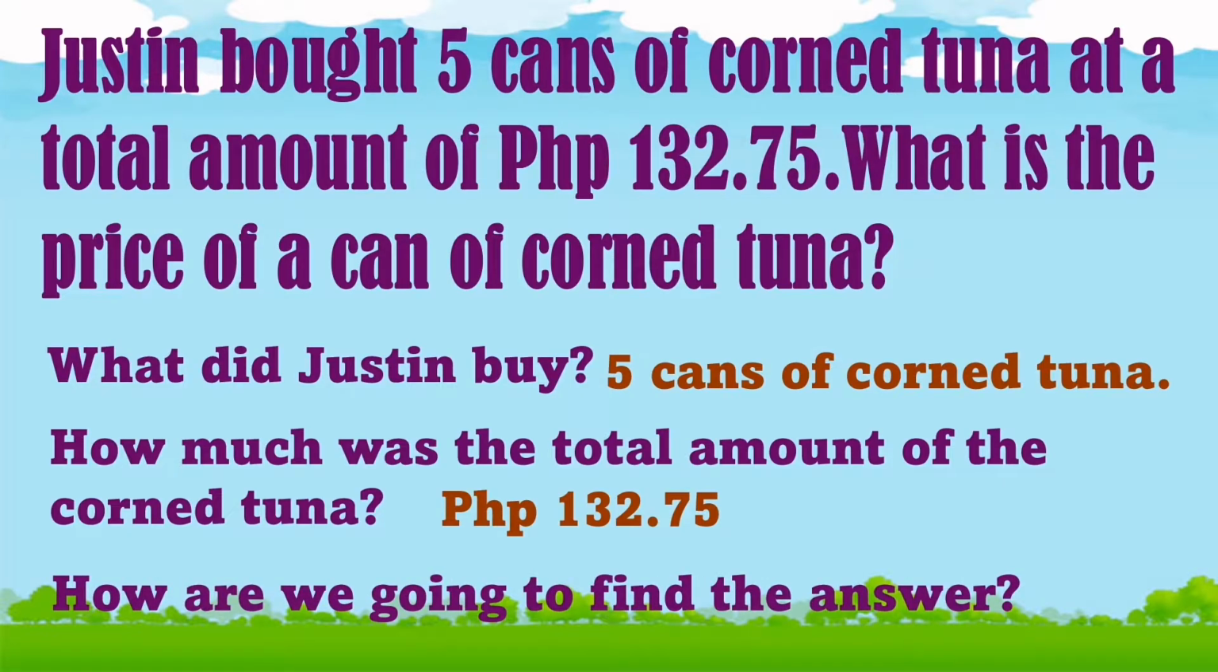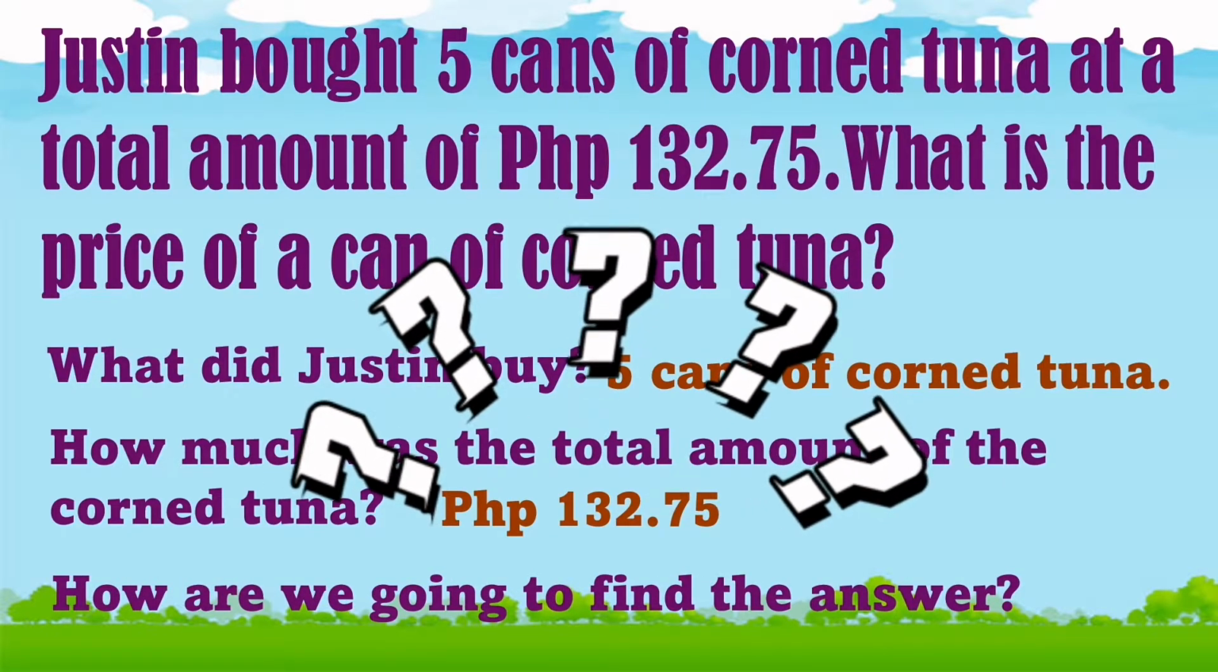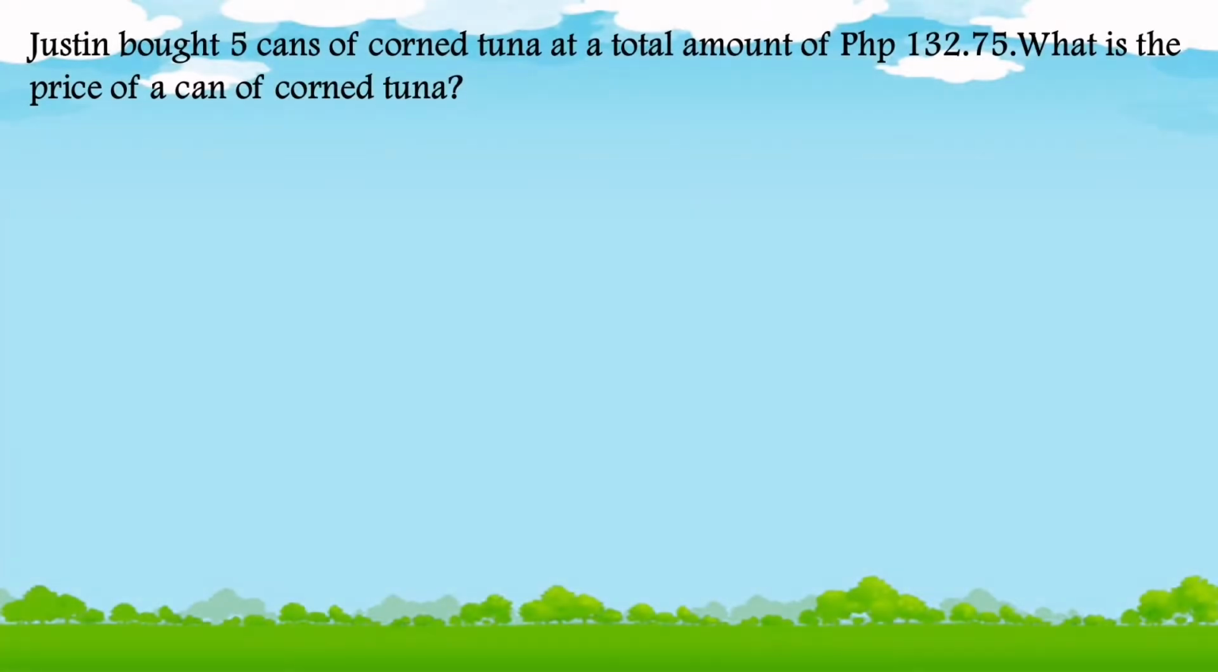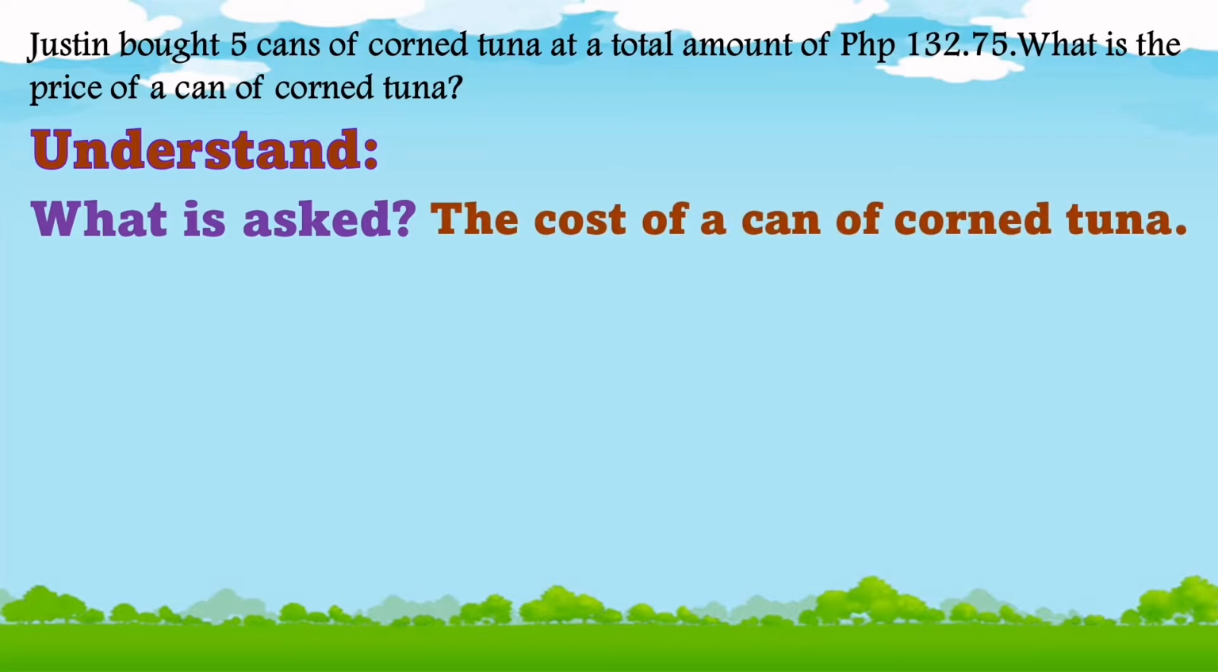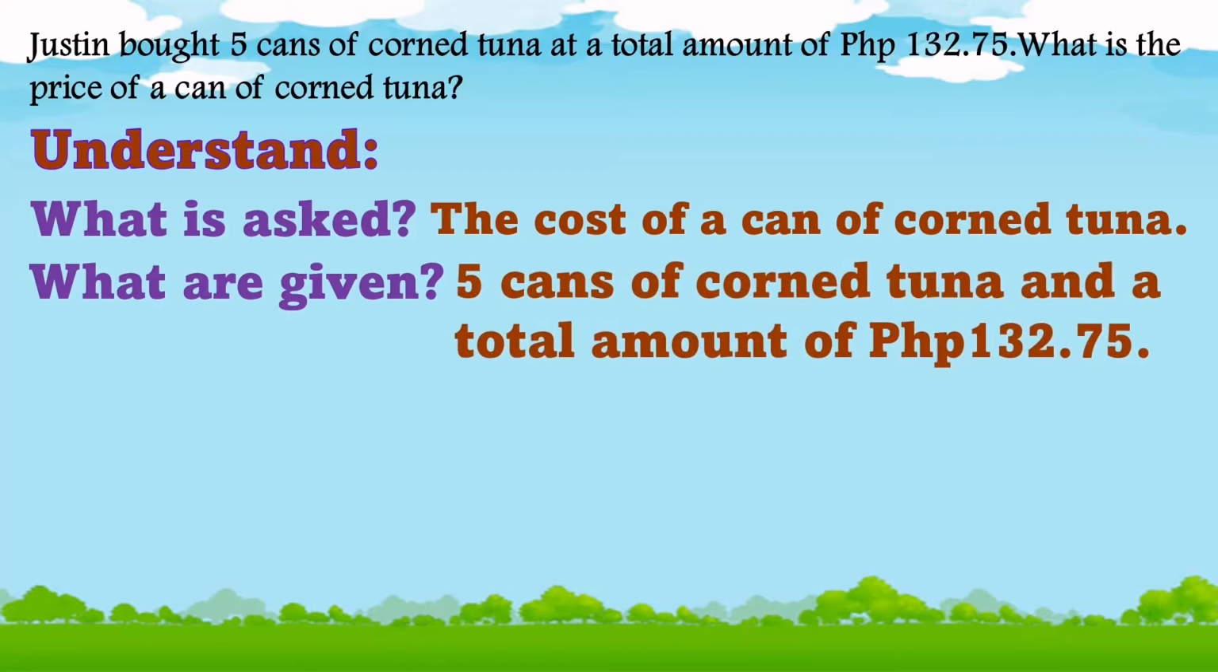How are we going to find the answer? To find the answer, we have to understand the problem by knowing what is asked. The question in the problem is what is the price of a can of corn tuna? It means what is asked is the cost of a can of corn tuna. And what are given? The given in the problem are 5 cans of corn tuna and a total amount of 132 pesos and 75 centavos.